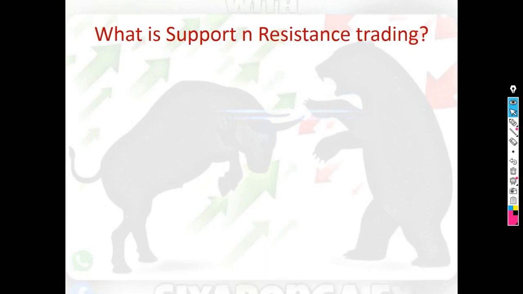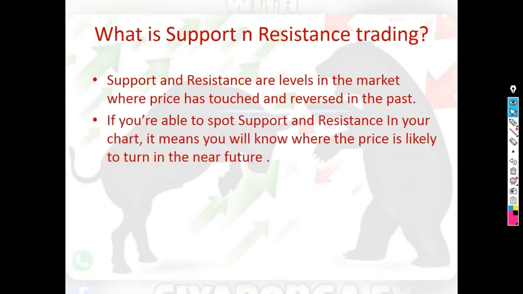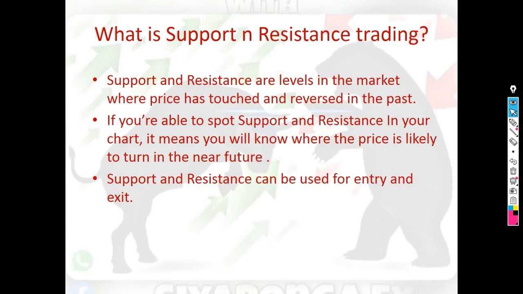What is support and resistance in trading? Support and resistance are levels in the market where price has touched and reversed in the past. If you are able to spot support and resistance in your chart, it means you will know where price is likely to turn in the near future.